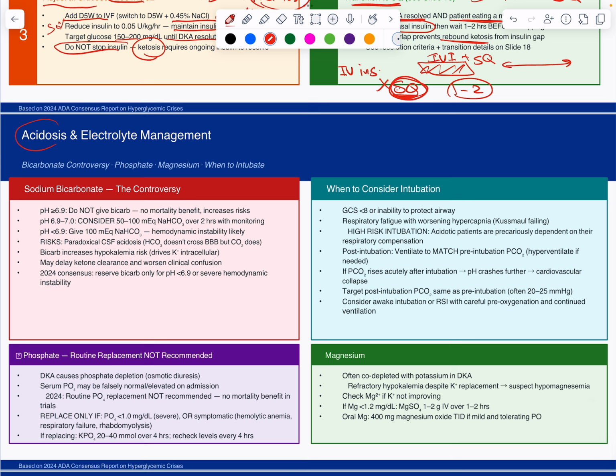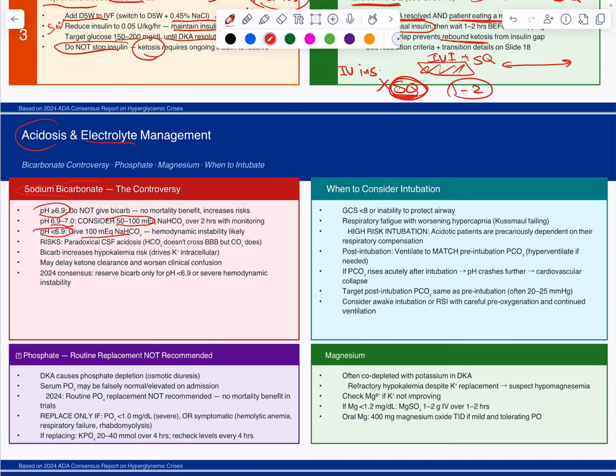The acidosis and the electrolyte management. Sodium bicarb: there's some controversy about it, but usually you can consider it in severe acidosis if pH is below 6.9. Sorry, if it's above 6.9, we don't give bicarb because this is not severe. If it's below 6.9, we give bicarb. If it's between 6.9 and 7, we can consider an ampoule or two of bicarb.